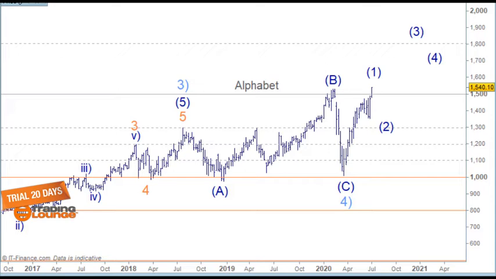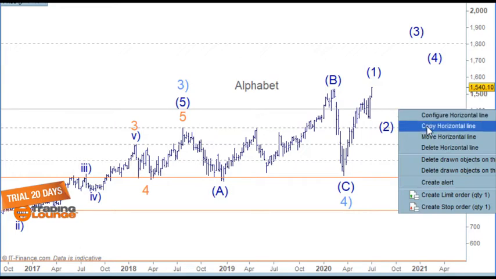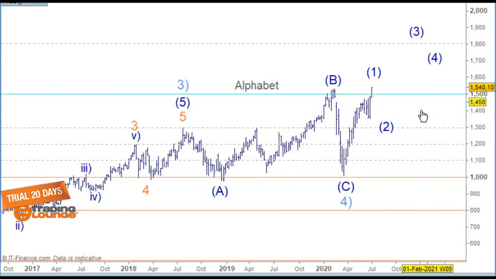So with Alphabet here, we're looking at much the same sort of pattern as the S&P 500 and the NASDAQ, in terms of the A wave coming in wave 3 here, an A, B, C for the B wave, and down for the C wave for wave 4 here. And then we're looking at 5 waves moving up here for wave 1, and then a pullback for wave 2 at that point.